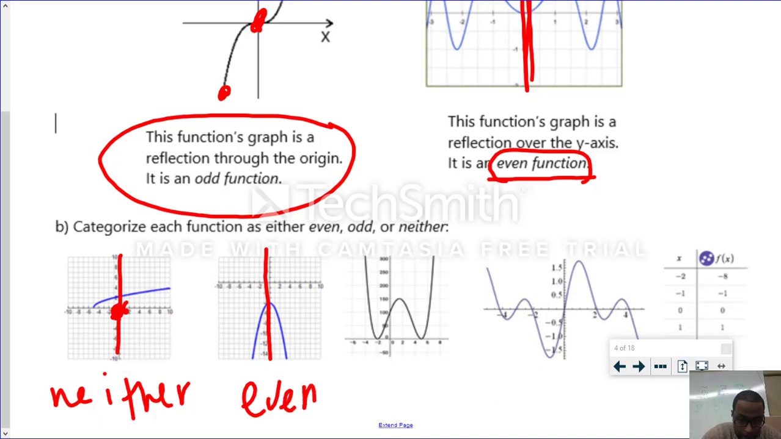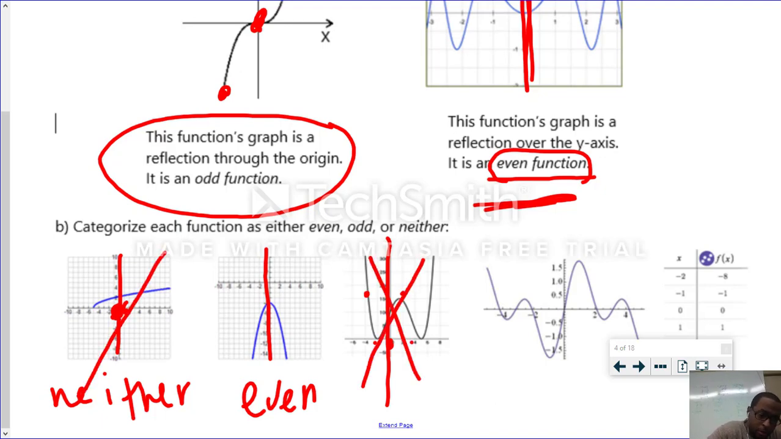Okay, same thing here. I'm going to draw a line down. I'm looking. That's not a reflection, because if this is here, then this point would have to be here. So this is not an even function because it does not reflect over the y-axis. And now I'm going to go to my origin, which is 0, 0. And I look, if this point is here, then the reflection would have to be here. So this is also neither. Okay, so we have two neither so far.